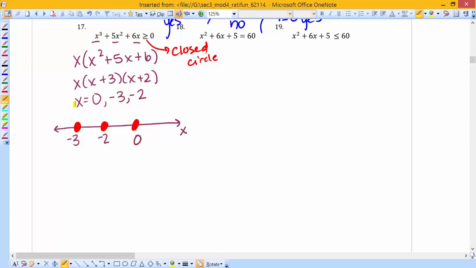All right, now I have to test. I have just broken my number line up into 4 sections. A left, 2 sections in the middle, and a right. So I need to test points that are in each of those sections, so I know where the shading is supposed to be. I'm going to test -4, -2.5, -1, and 1.